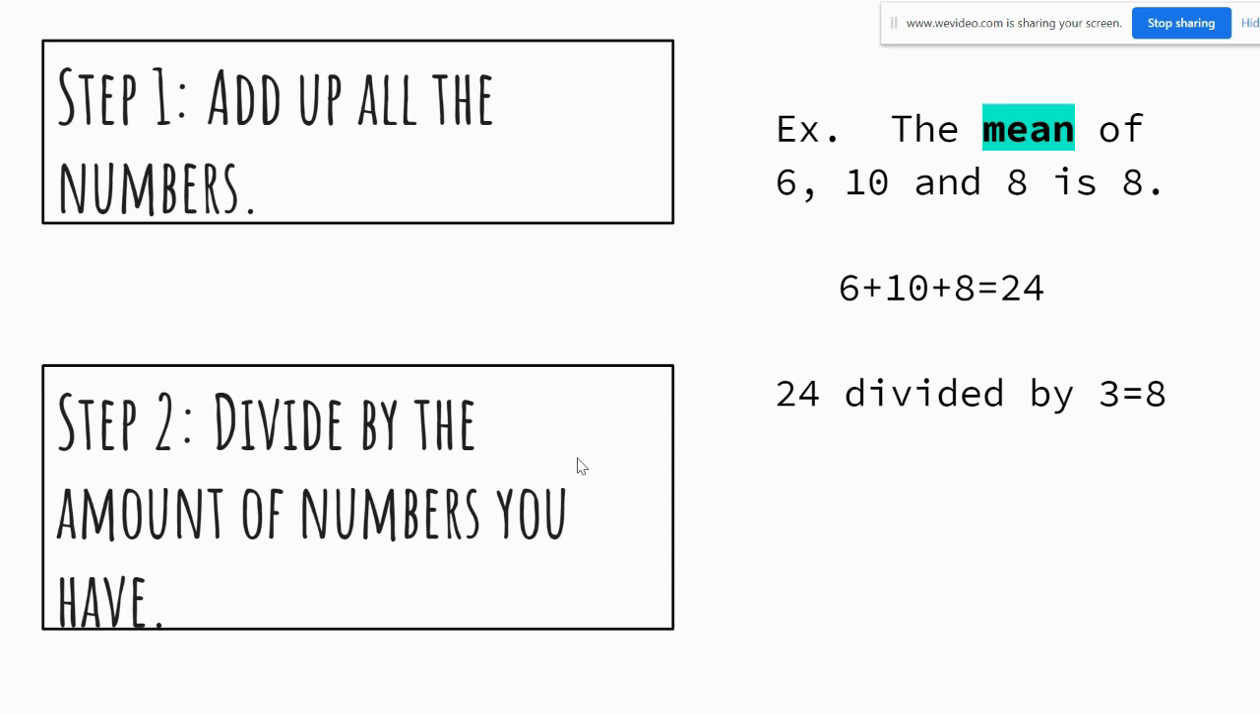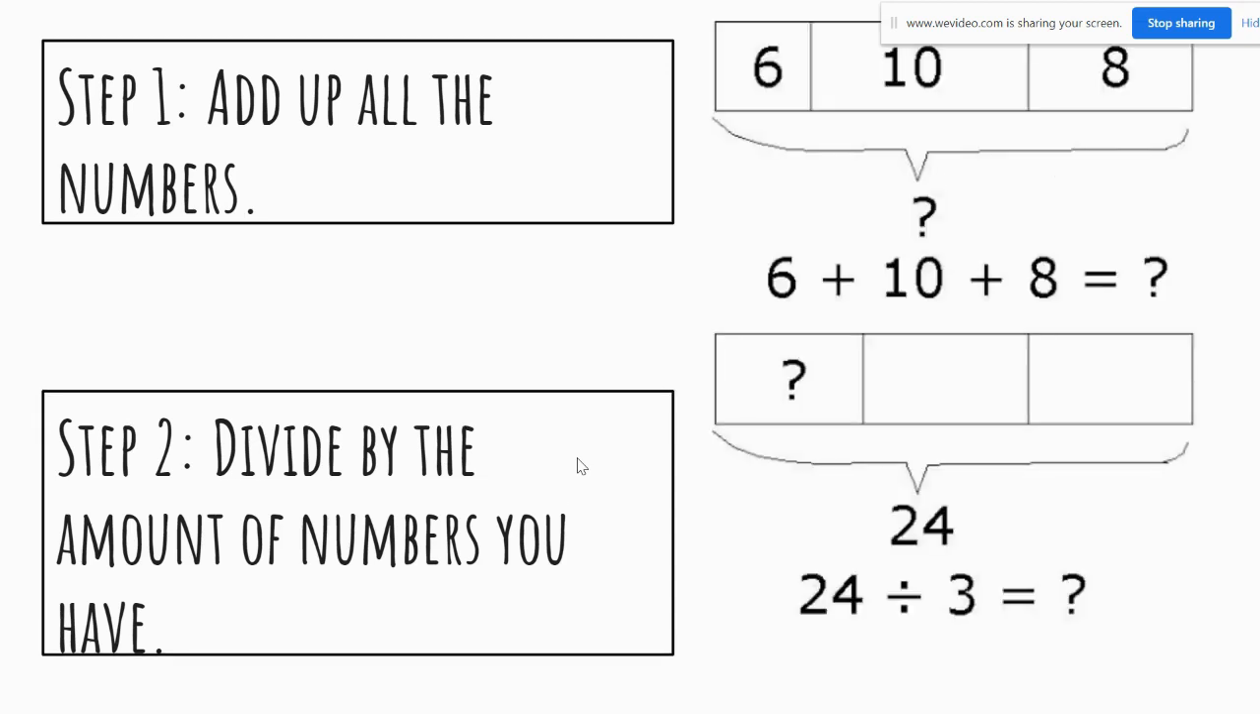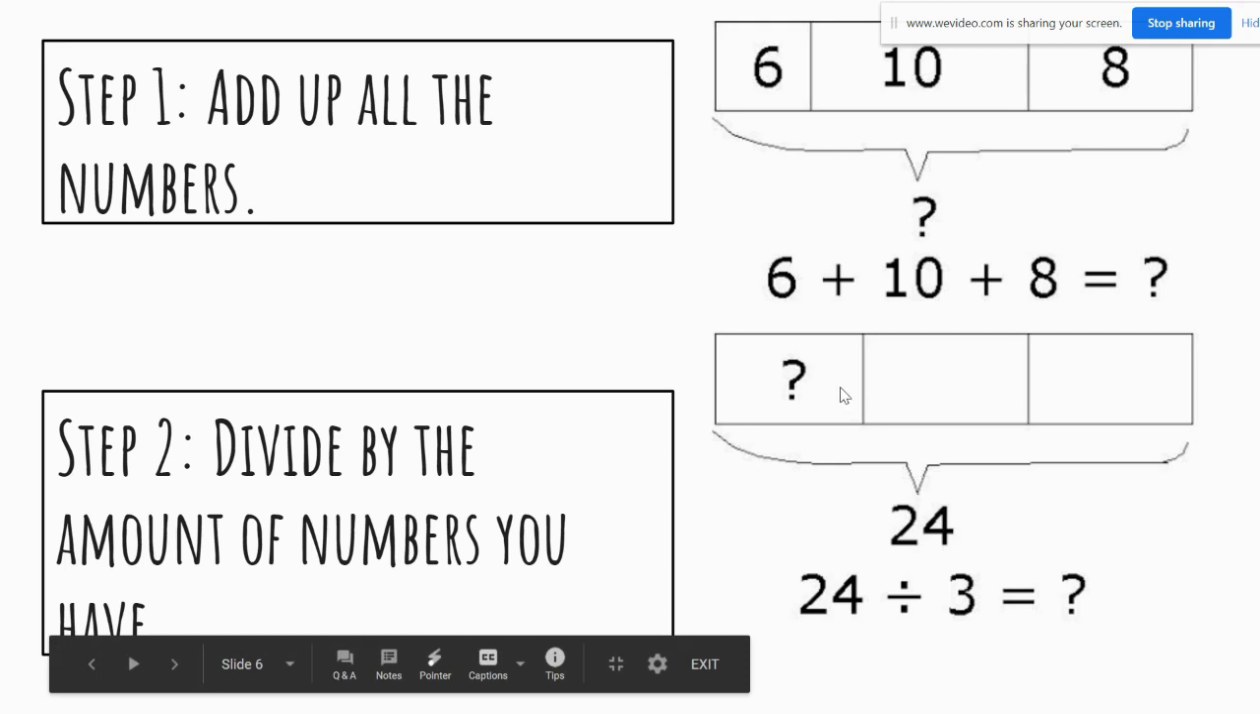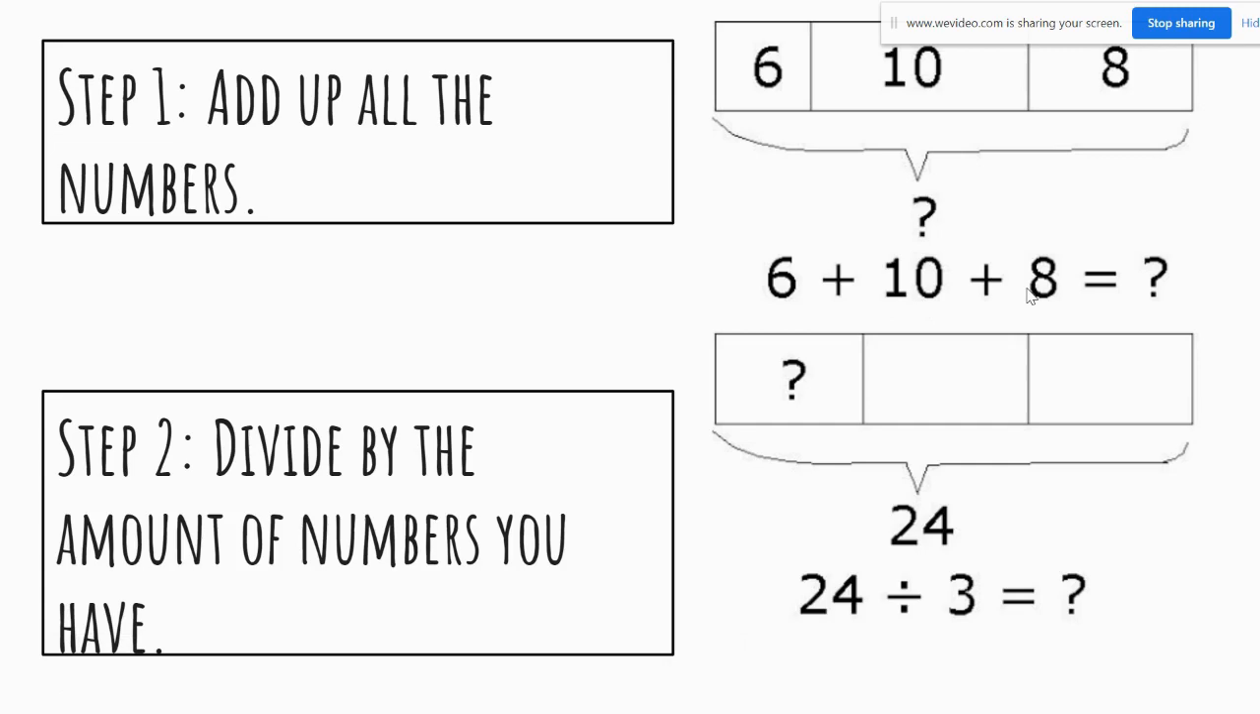or the average. And here's the same thing in picture form. We had the 3 numbers 6, 10, and 8. We found the sum to be 24, and we divided by 3 because there are 1, 2, 3 numbers.